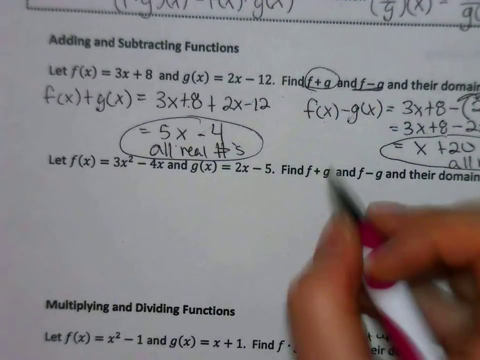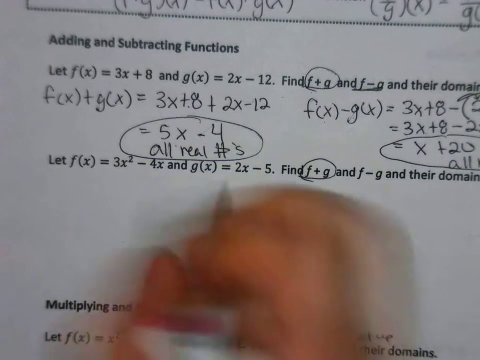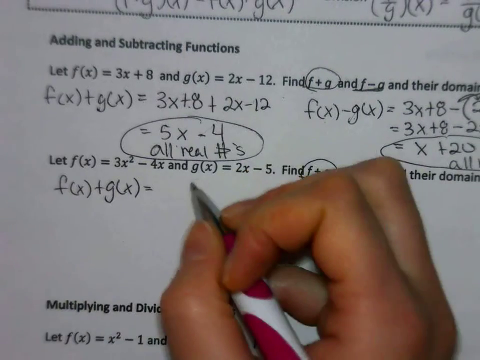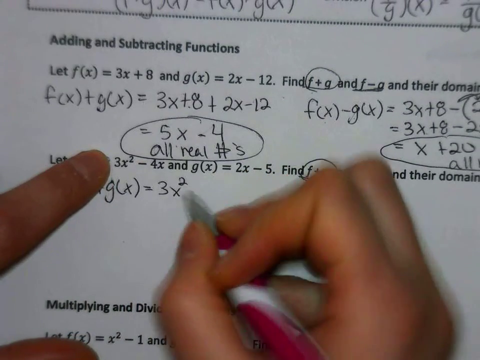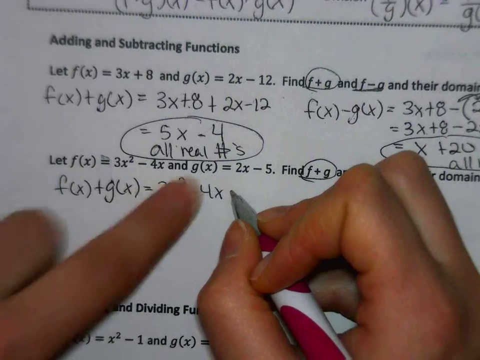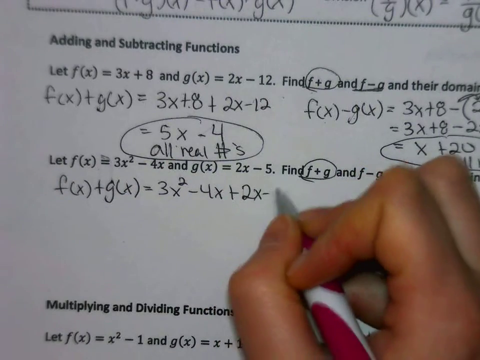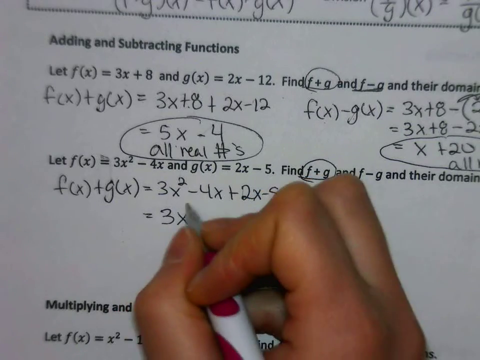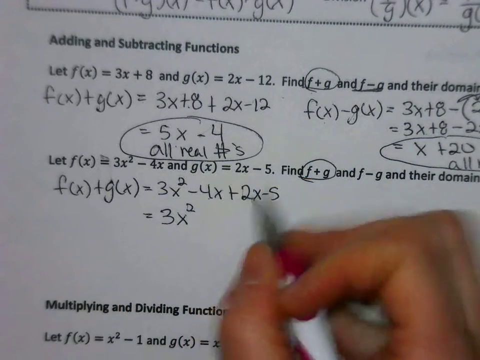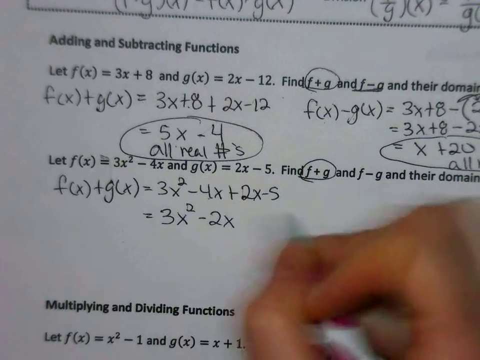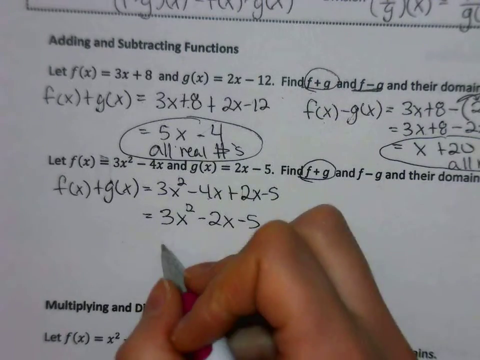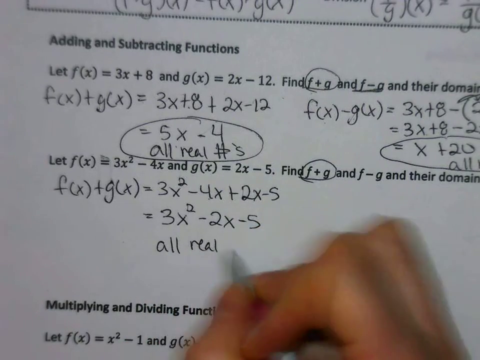Let's look at another couple examples for adding and subtracting. First let's find f plus g. So f of x plus g of x equals f, which is 3x squared minus 4x, plus g of x, which is 2x minus 5. So combine like terms. There's nothing to combine with 3x squared. Negative 4x plus 2x becomes a negative 2x, and then negative 5 by itself. And this one also has all real numbers.